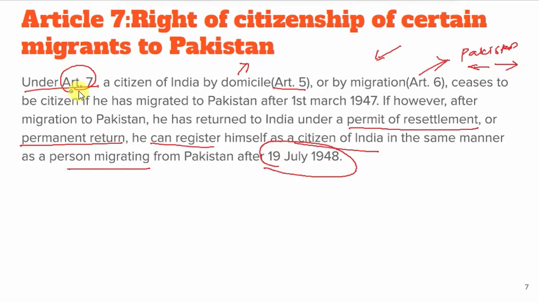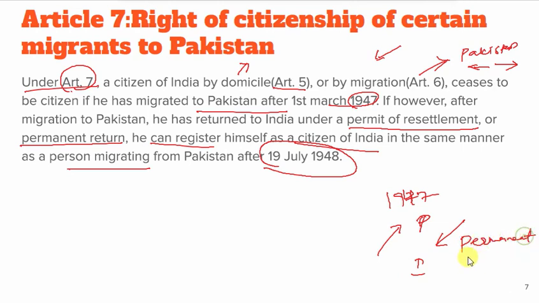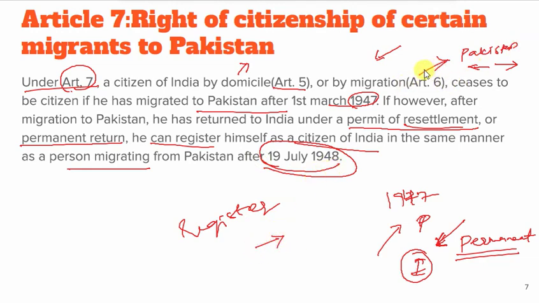Now it comes to Article 7, where a person migrated to Pakistan after 1947, but doesn't want to stay in Pakistan anymore. He wants to return to India on a permanent basis and doesn't want to go to Pakistan again. That's why there is a permit of resettlement or permanent return. He is completely returning to India with no thought of going back to Pakistan. In that case, that person can register himself under the 19 July 1948 timeline, as in the sixth article, and so he can register as a citizen of India.